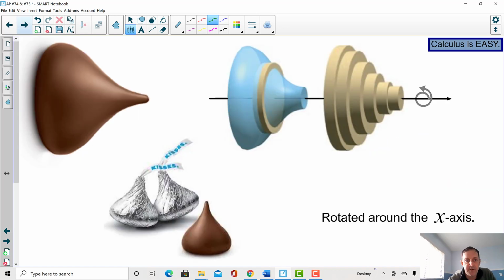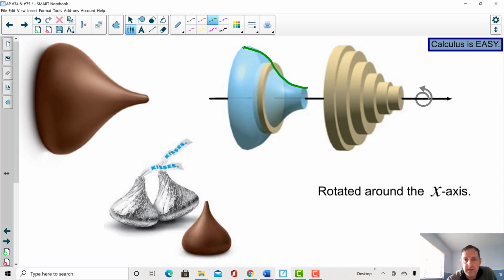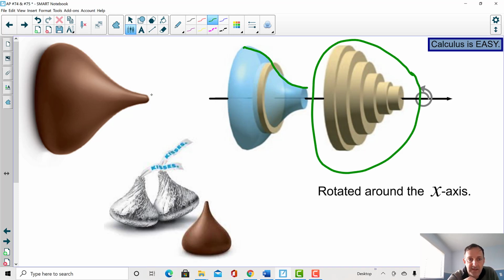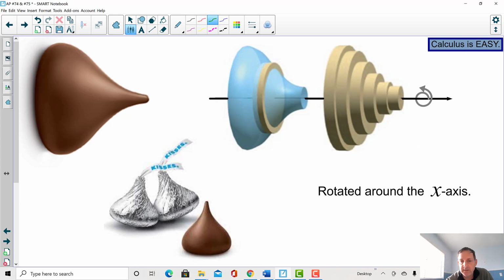Let's look at another example. Here's an example of a Hershey's Kiss. So the function that we're rotating might look something like this, just as an example. That could be the function. And if you rotated it around the x-axis, it would create something like this. Now this is just a bunch of discs. The real one would be nice and smooth, so it would look like this Hershey's Kiss over here on the left side.